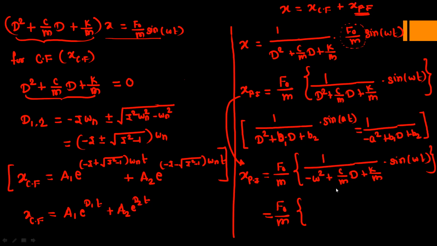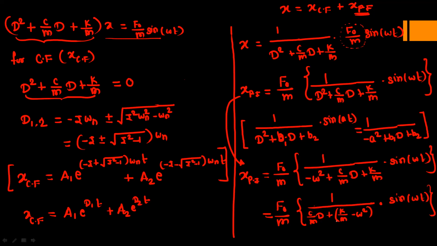So from this equation, just write this denominator. This is 1 upon C upon M into D plus K upon M minus omega square. Okay, so it is the same equation. Just we have written K upon M minus omega square in bracket and into sine omega t.